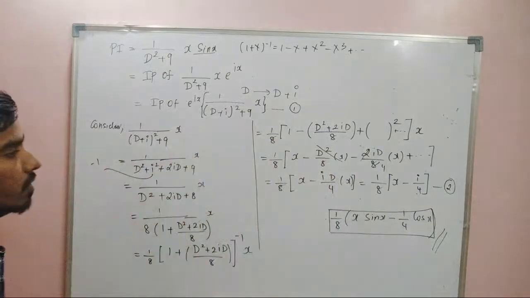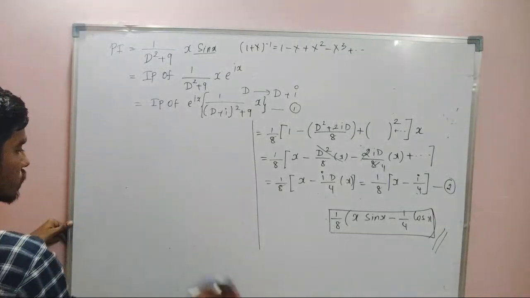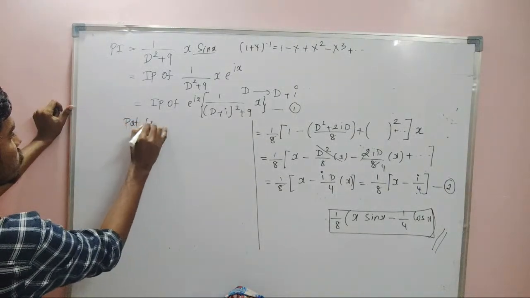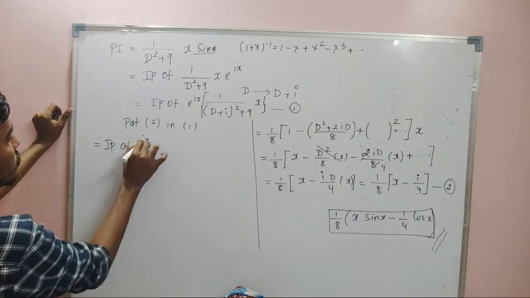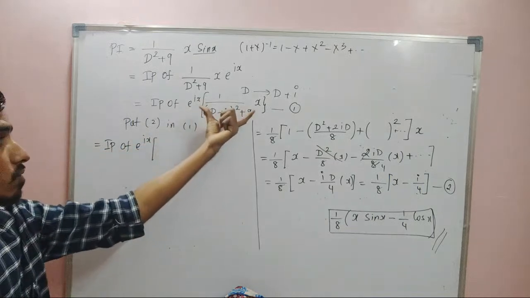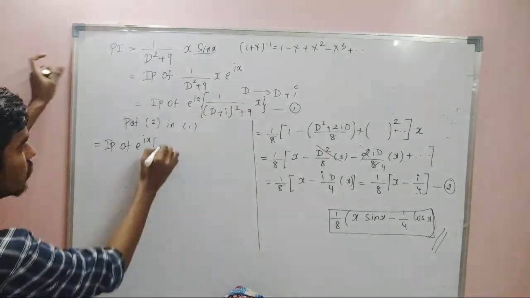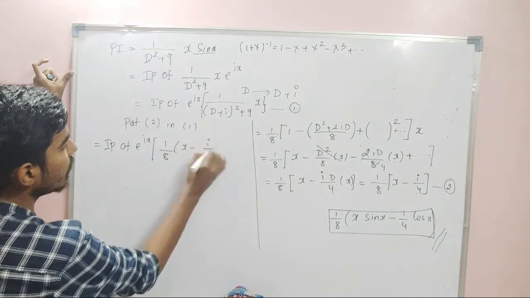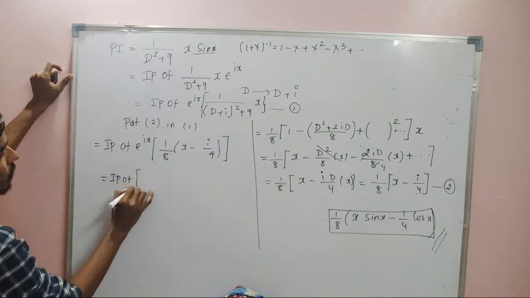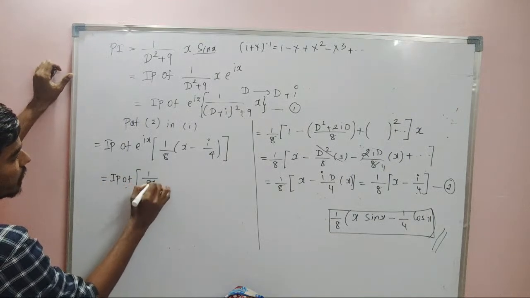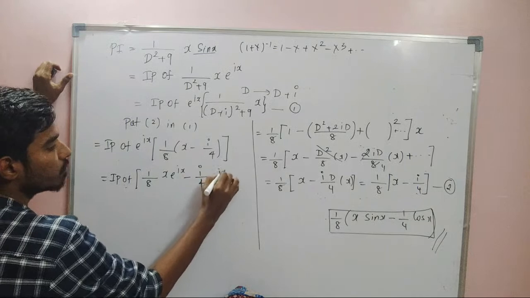Now we will substitute 2 in 1. So this equation turns out to be the imaginary part of e power ix, times the entire term, that is 1 by (D plus i) whole square plus 9, of x. In place of this, I am going to substitute 1 by 8 x minus i by 4. So this will be the imaginary part of, we multiply e power ix inside, you will have 1 by 8 x into e power ix minus i by 4 e power ix.